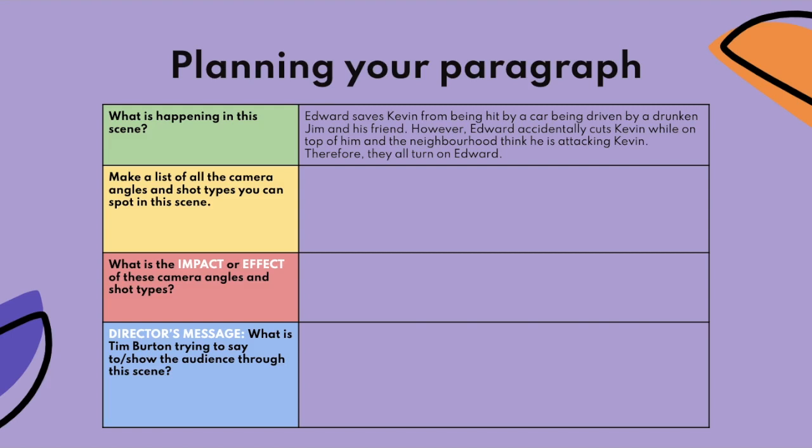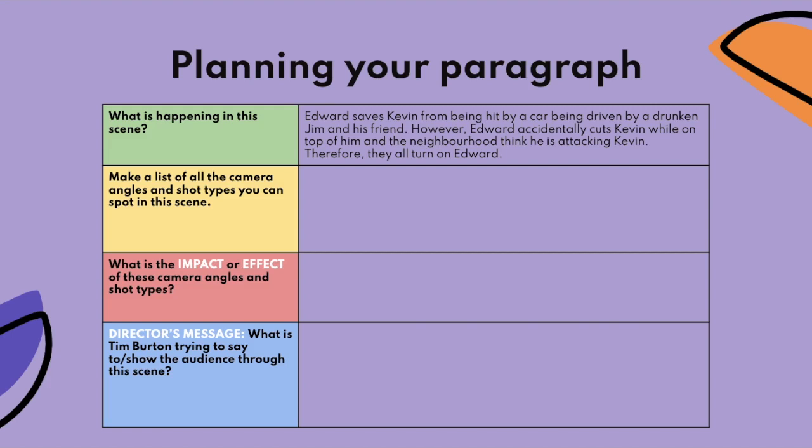So I'm going to start off with the green. What's actually happening in this scene? I've written that Edward saves Kevin from being hit by a car that's been driven by a drunken Jim and his mate. However, Edward accidentally cuts Kevin when he pushes him out of the way of the car and lands on top of him. Unfortunately, the neighbourhood think that he's actually attacking Kevin when he's not. Therefore, they all turn on Edward.